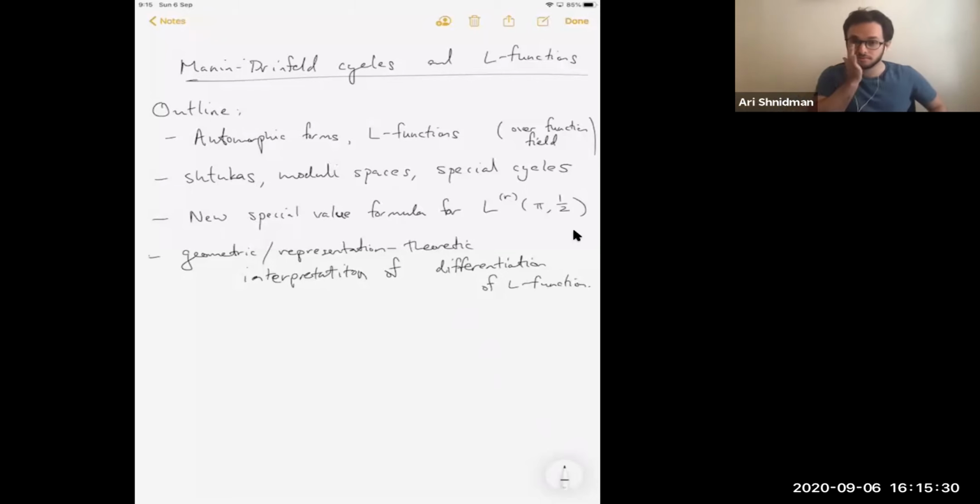Okay, so we are very happy to have Ari Shnidman, who joined the Hebrew University not that long ago, and he will speak about the derivative of automorphic L-functions and representation theory.